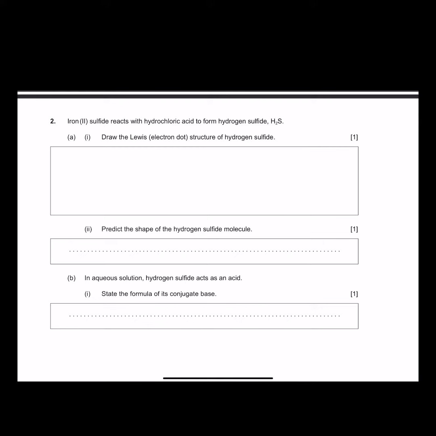Now let's move to question 2. It's given that iron(II) sulfide reacts with HCl to form hydrogen sulfide, that is H2S. First part, draw the Lewis structure of hydrogen sulfide. Hydrogen sulfide will look like this, obviously. The sulfur will have 2 lone pairs of electrons. Predict the shape of the hydrogen sulfide molecule. It would be bent, or you can say V-shaped.